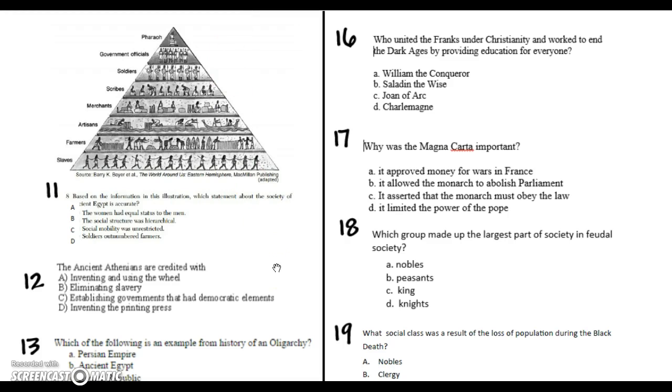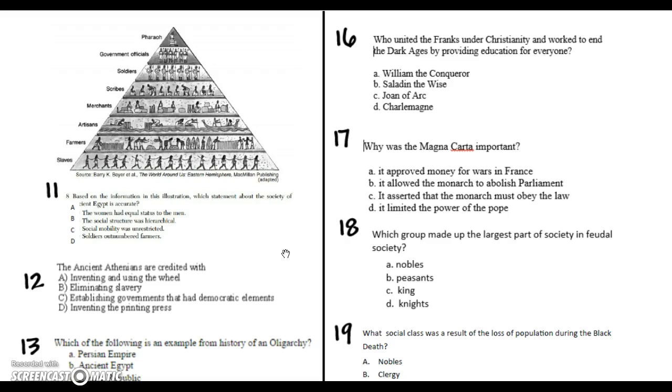Number 11. Based on the information in this illustration, which statement about the society of ancient Egypt is accurate? A. The women had equal status to the men. B. The social structure was hierarchical. C. Social mobility was unrestricted. D. Soldiers outnumbered farmers.